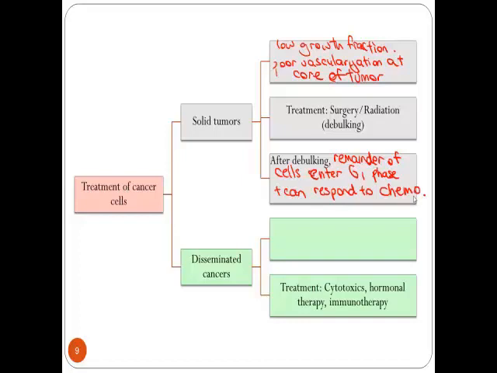All right, and that's how and why chemotherapy is usually given after surgery and/or irradiation. Disseminated cancers typically have a high growth fraction, so they respond well to chemotherapy. And in terms of chemotherapy, we're just going to talk about cytotoxic drugs. So cyto, cell toxic, so drugs that are toxic to the cell.